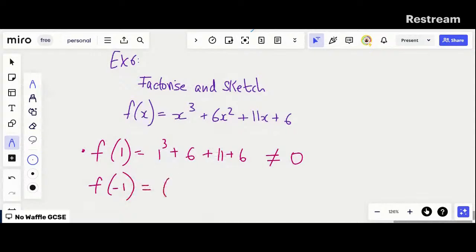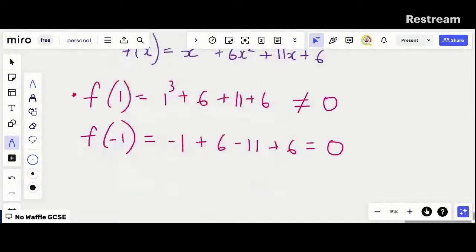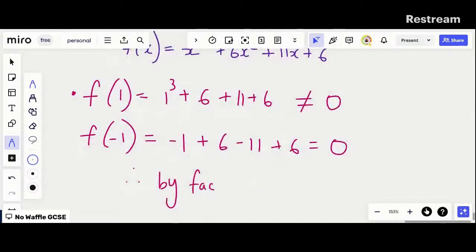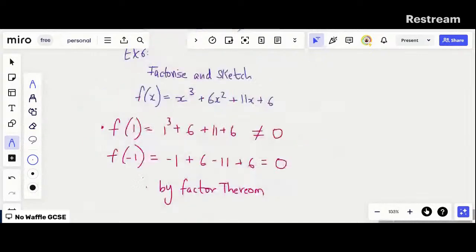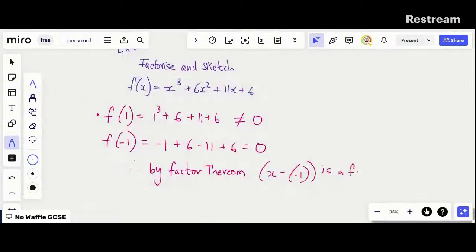You've got minus 1 cubed. Now, minus 1 cubed is minus 1. You've got minus 1 squared times 6, which is going to be plus 6. You've got minus 1 times 11 again, and this is equal to 0. Hence, we can then say by factor theorem, you don't have to put this, but it shows the examiner your knowledge. By factor theorem, we know therefore that x minus minus 1 is a factor, and therefore x plus 1 is a factor.